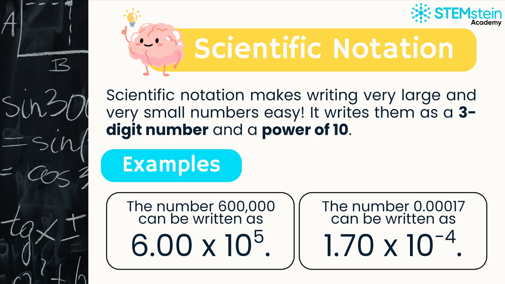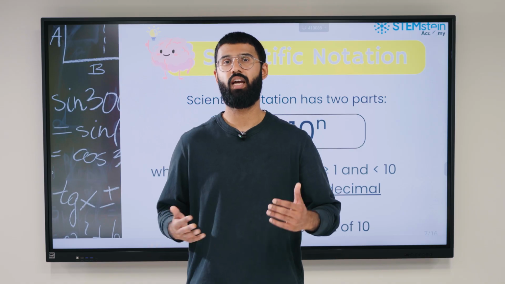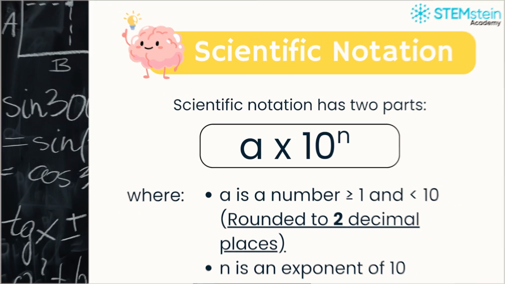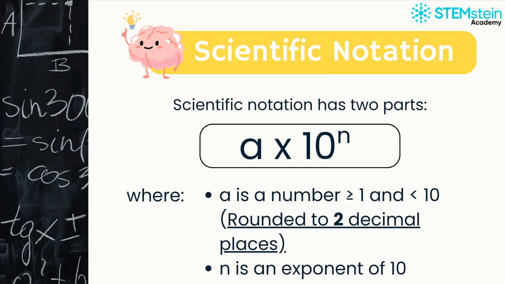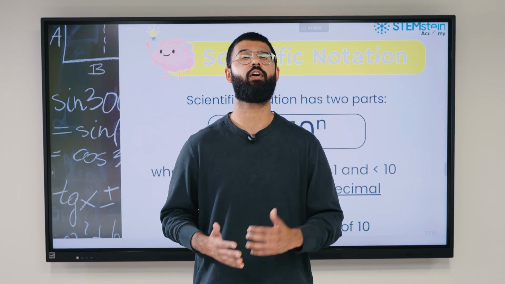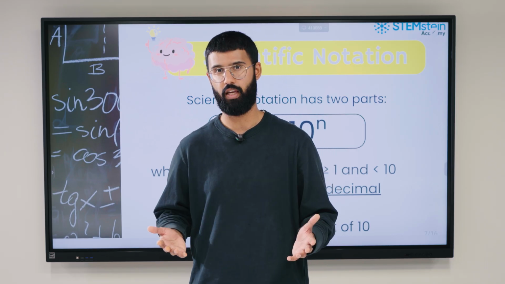But on the other end, when we have a very small number, like 0.00017, we can write it as 1.7 times 10 to the negative 4. Like I said before, scientific notation follows a specific format with 2 key components. A times 10 to the power of n. A represents that 3-digit number, which is between 1 and 10 and is rounded to 2 decimal places. And n represents the exponent we're going to be using for that power of 10. So for very big numbers, we're going to use a positive exponent. And for very small numbers, we're going to use a negative exponent.